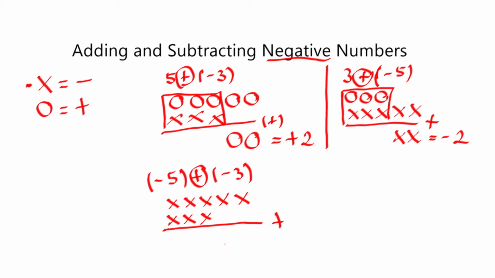Okay. Now they cannot cancel each other because they are the same, and the operation between them is plus. Therefore, we have 5 negative counters plus 3 negative counters. So we're gonna end up with 8 negative counters, which is minus 8. And those are basically all the variations that we can have when it comes to negative and positive numbers for plus.